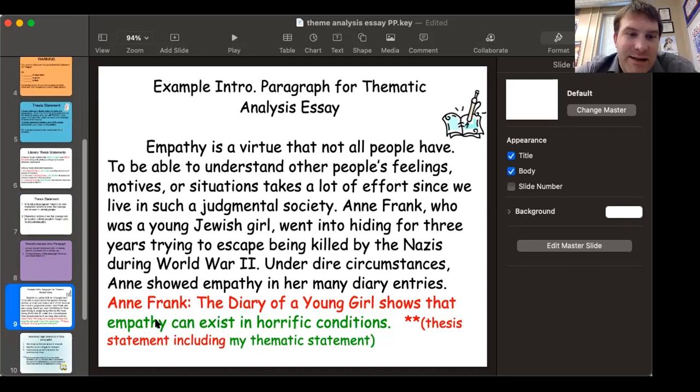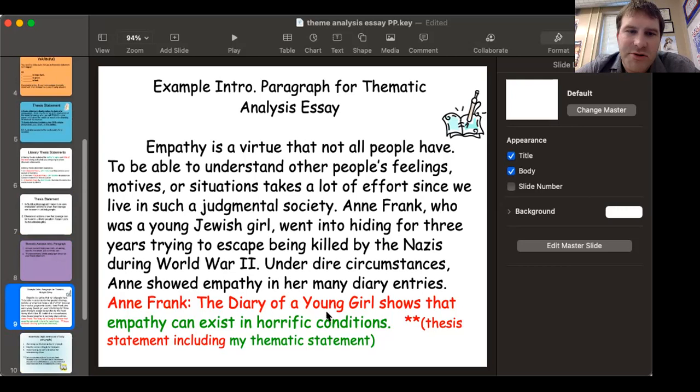So the thematic statement is that empathy can exist in horrific conditions. If we were to shrink that down to the one-word idea, the one-word topic, it would be empathy. And they start off by talking about what empathy is in general. Empathy is a virtue that not all people have: to be able to understand other people's feelings, motives, or situations, since we live in such a judgmental society.